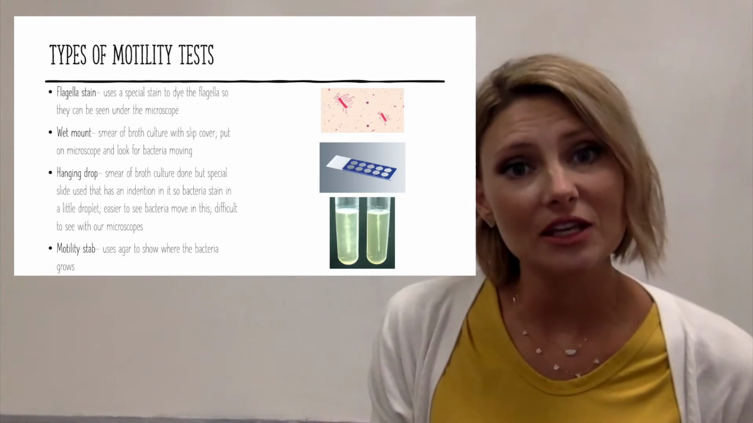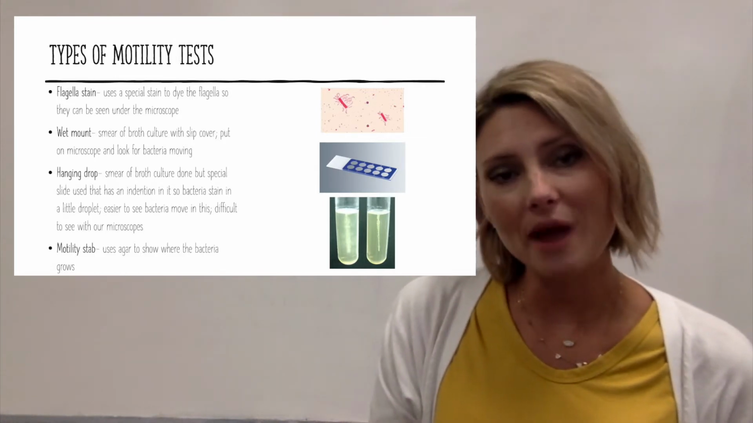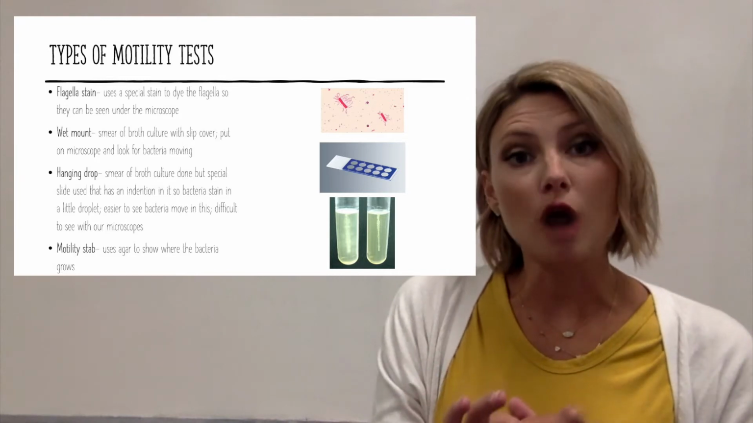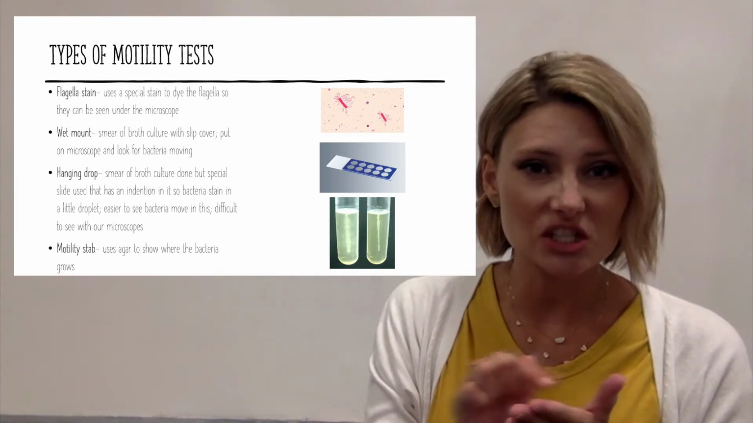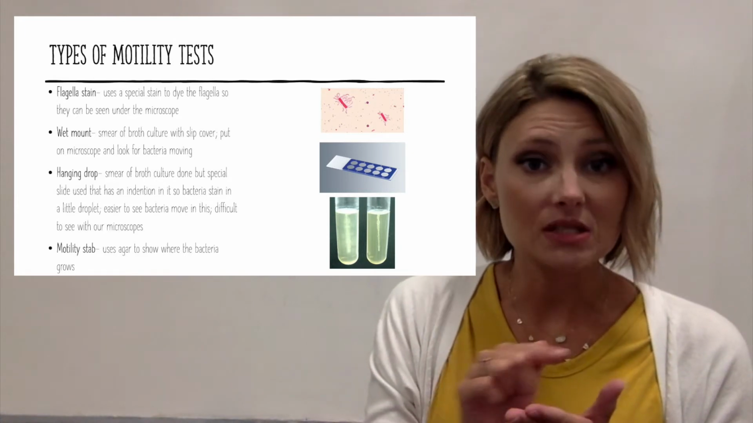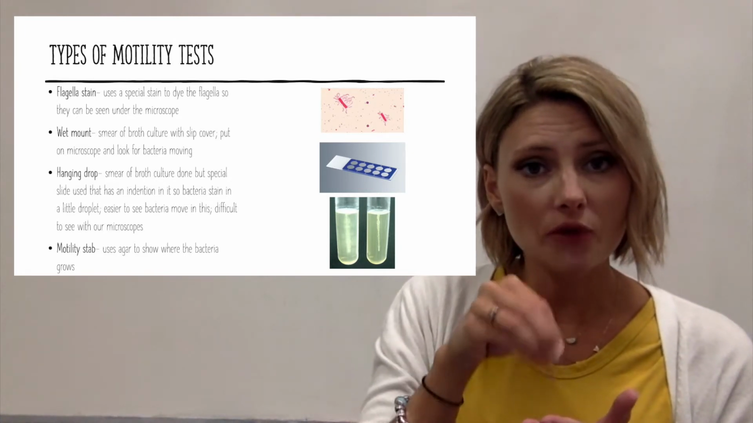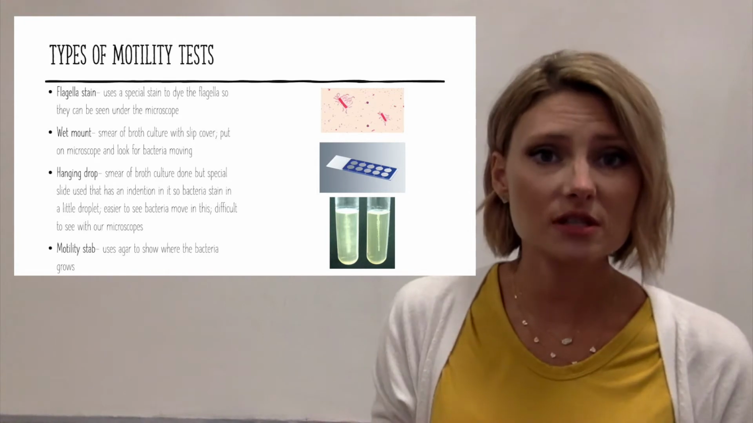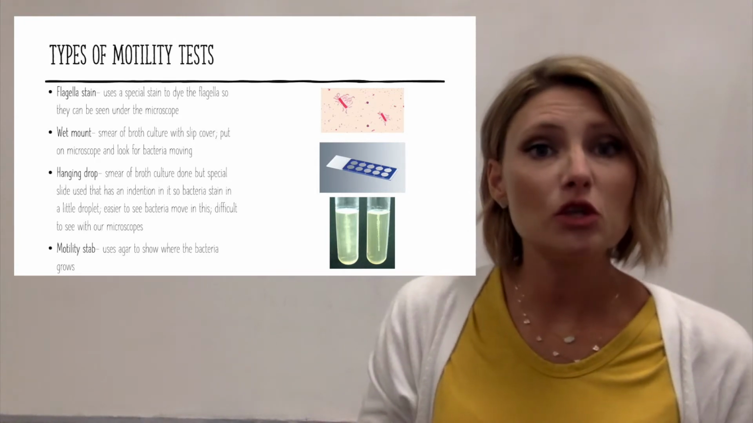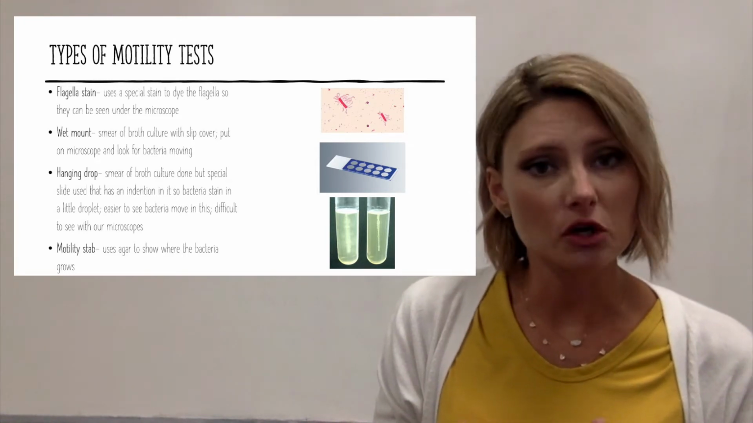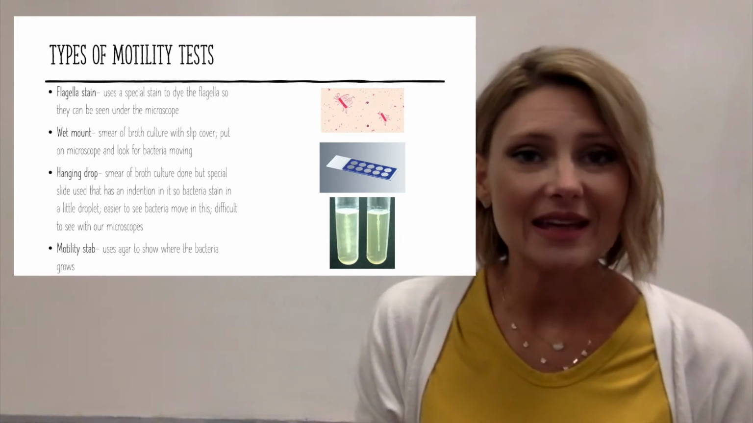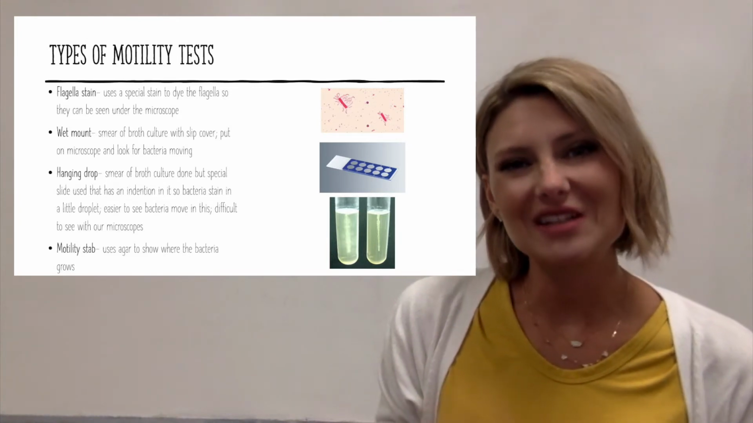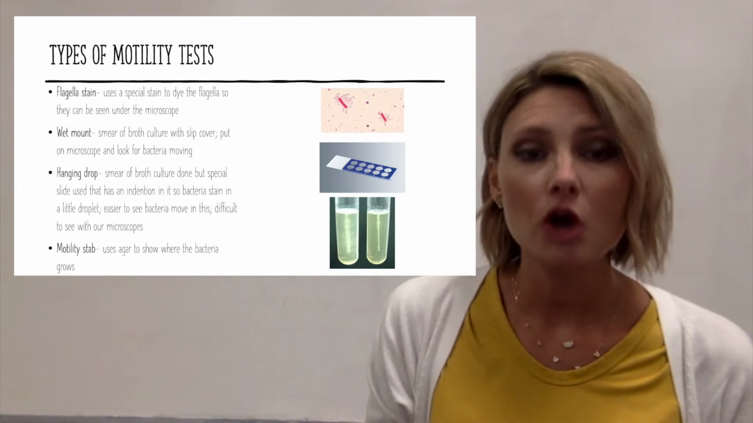You also have a hanging drop, which is very similar to the wet mount, except it's a little drop of liquid that you're looking at. There's a little indentation in the slide for your drop of broth, your suspension, to go, and then you watch it under the 40x magnification or objective lens. Again, with our light microscopes, it's kind of difficult to see the bacteria move.